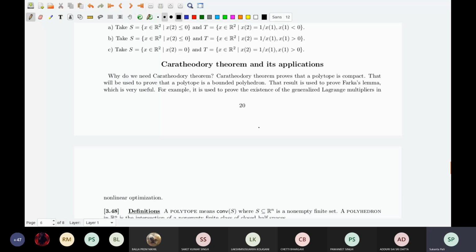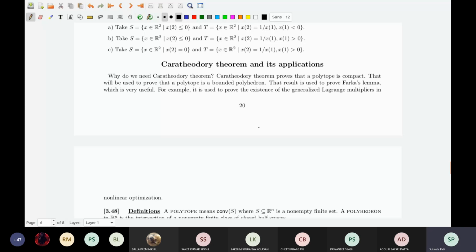Okay. What are polytope and polyhedron? I will come to that, and that result will be used to prove something called Farkas lemma, which is very fundamental in any optimization technique theory. I mean, anything you tell, Farkas lemma is very important. Why? Now, for example, it has many applications. For example, it will be used to show the existence of generalized Lagrange multipliers in nonlinear optimization. You must have heard about Lagrange multipliers for sure. Okay.